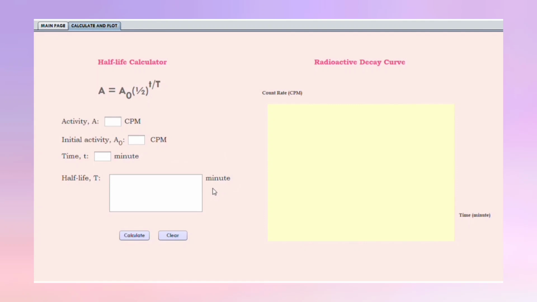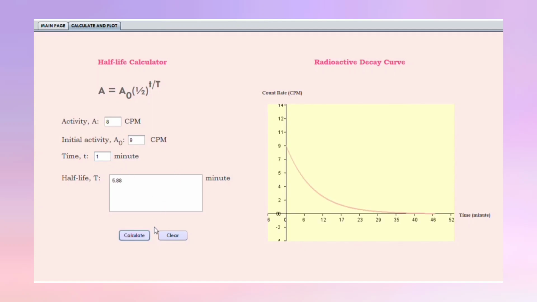First things first, the user may enter the first three values. Let's say I put 8.9 for the initial activity, and let's say the time taken will be 1 minute. And then we may click the calculate button, and there you go. We got its half-life value and the radioactive decay graph.